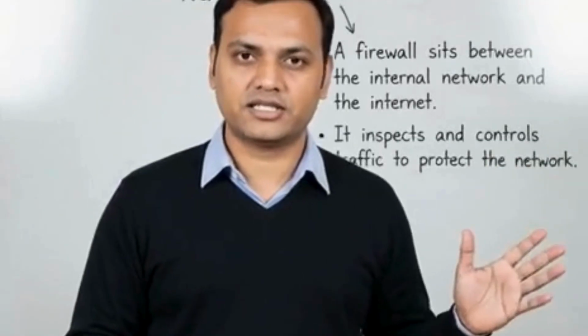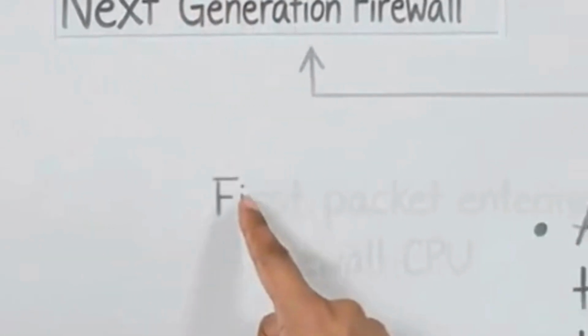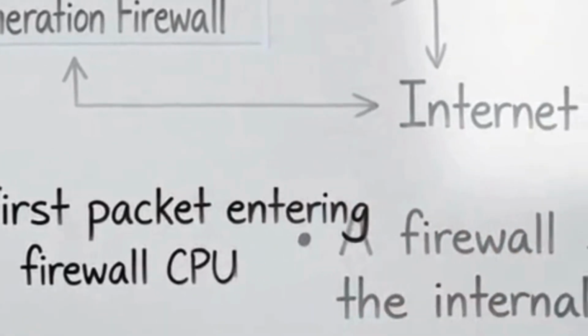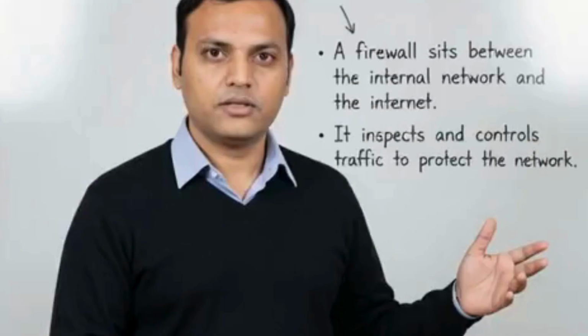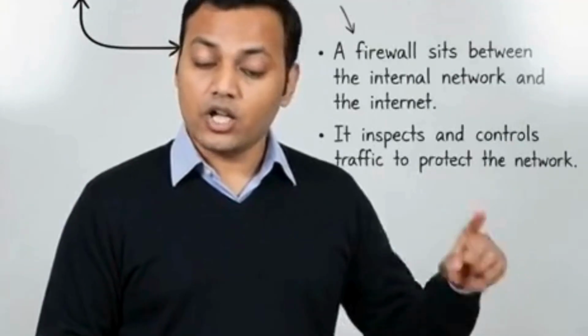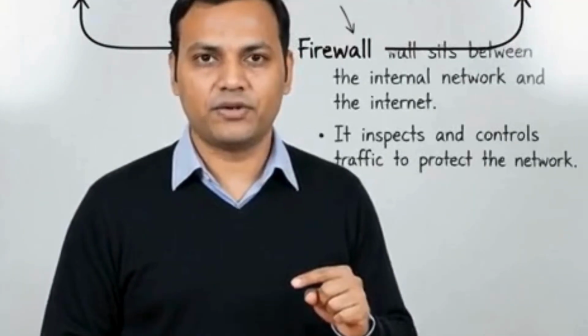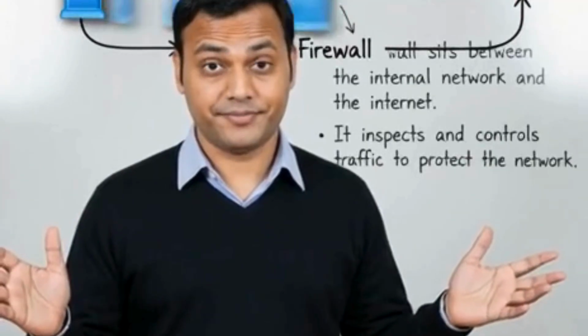If the session does not exist, the packet enters slow path processing. The firewall performs deep inspection. Once the session is created, the remaining packets follow the fast path. This improves performance.